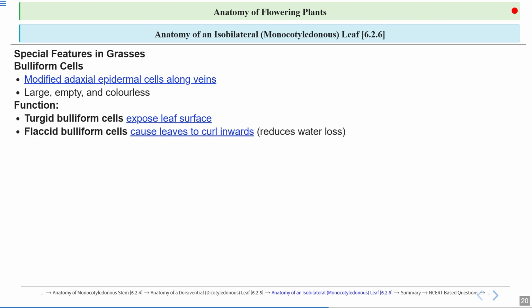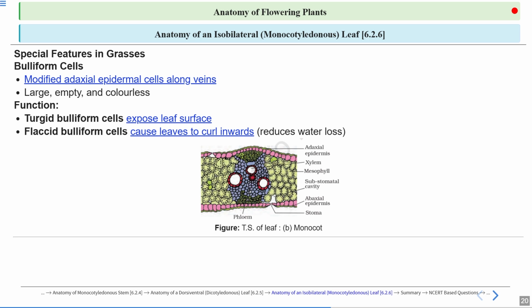But when these bulliform cells are in a flaccid condition, it means the plant wants to conserve water, as water availability is less in the soil. At that time, these flaccid bulliform cells close or curl the leaves inward. So they are helpful in the conservation of water. Where they are present is very, very important: adaxial epidermis cells along the veins. Remember this line.